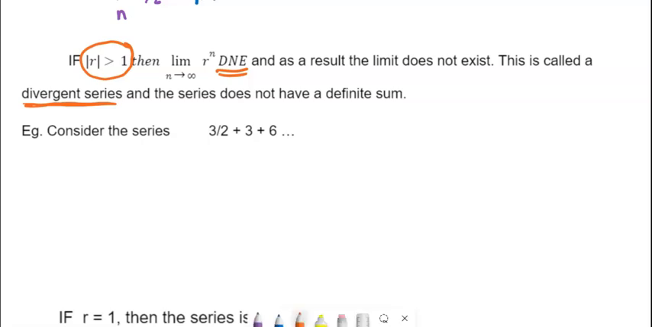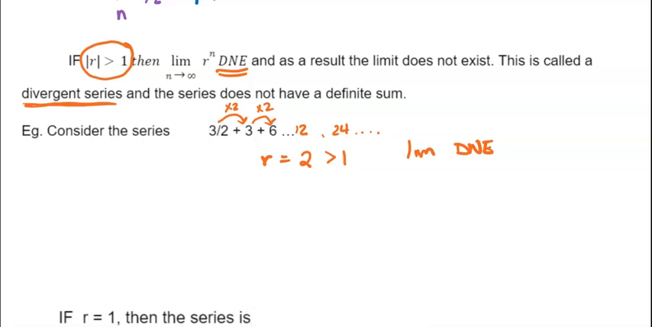So in this example, in order to go from 3/2 to 3, I times by 2. In order to go from 3 to 6, I times by 2. If I were to do this again, I would have 12. Then I would have 24. And as you can see, this limit keeps getting bigger and bigger. My r is 2, which is greater than 1. So the limit does not exist in this case because I'm not converging, I'm getting further and further away.